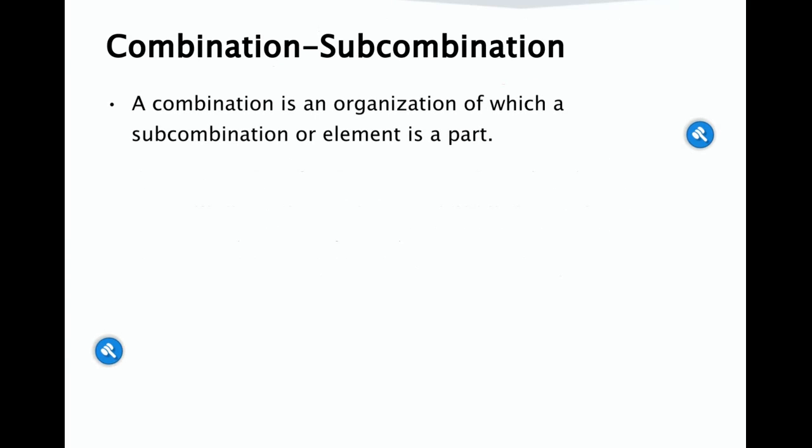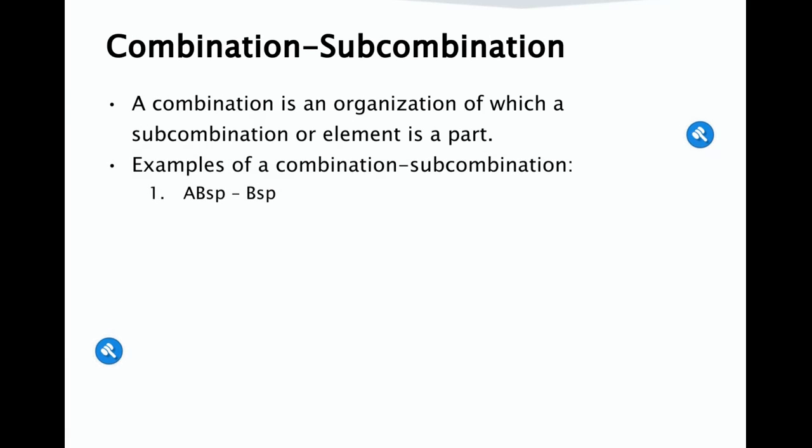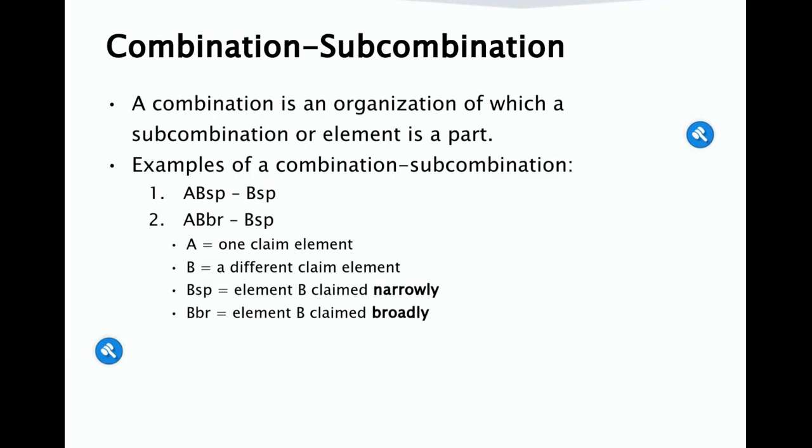A combination is an organization of which a subcombination or element is a part. We use the abbreviation B specific to represent element B claimed narrowly, and B broad to represent element B claimed broadly. So, in the first example, you have a claim to the combination of A and B, wherein B is claimed narrowly, and a claim to the subcombination of B claimed narrowly. In the second example, you have a claim to the combination of A and B, where B is claimed broadly, and a claim to the subcombination of B claimed narrowly.